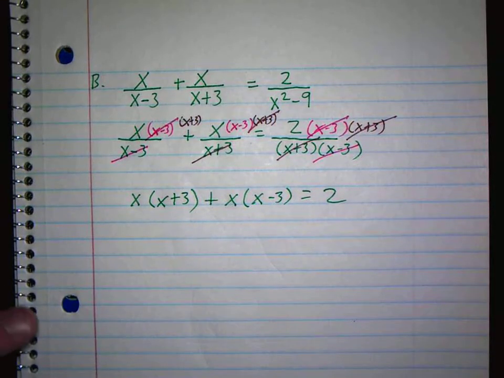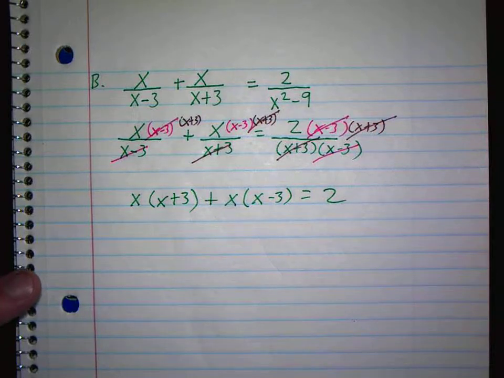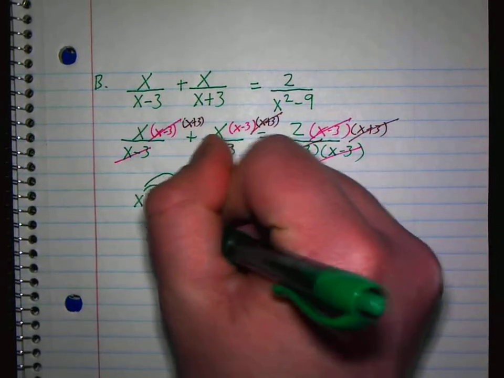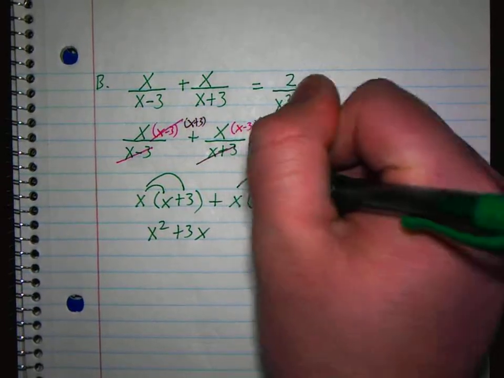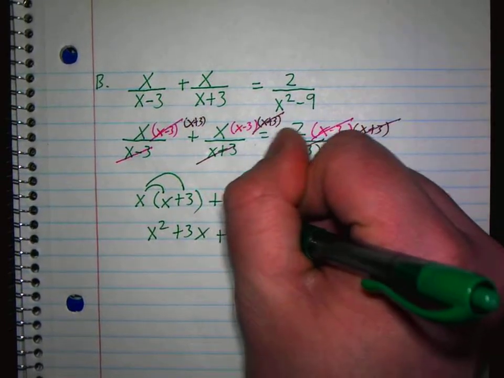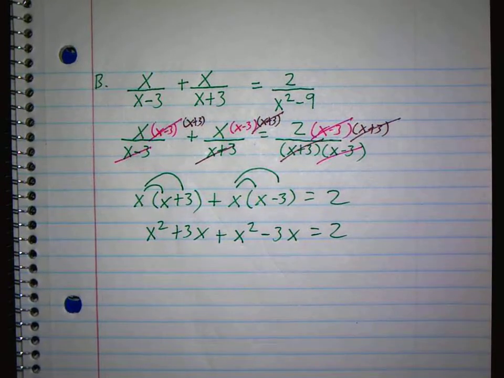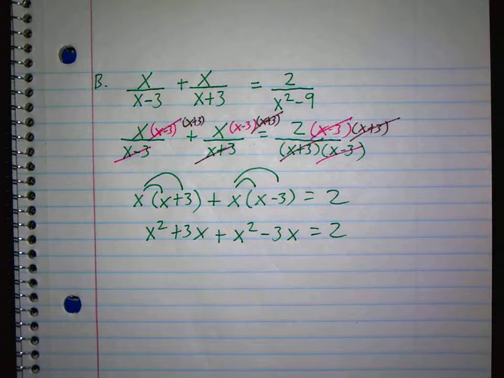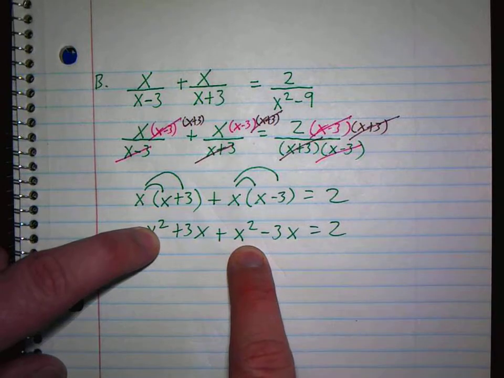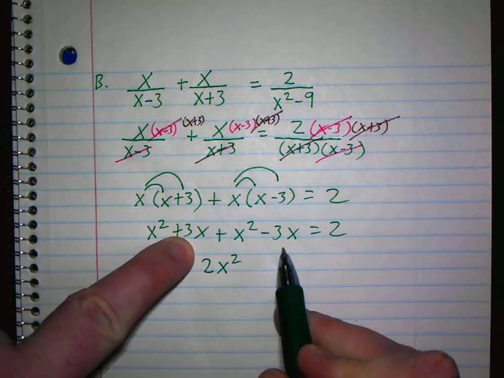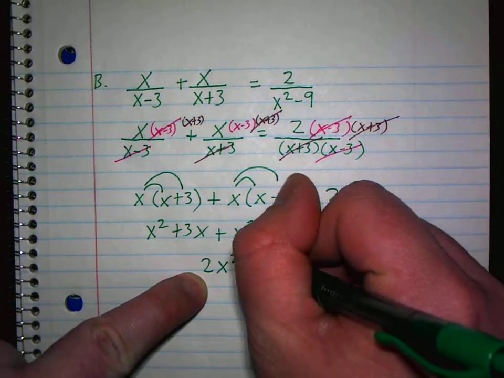So how would you solve this? You need to get rid of parentheses, so distribute. And make that x squared plus 3x. Distribute x squared minus 3x equals 2. You have x squared, that's why I said it's an algebra 3 problem, because you didn't do anything to the second power until algebra 3. Combine like terms, I have x squared and x squared makes 2x squared. 3x minus 3x cancel, equals 2.